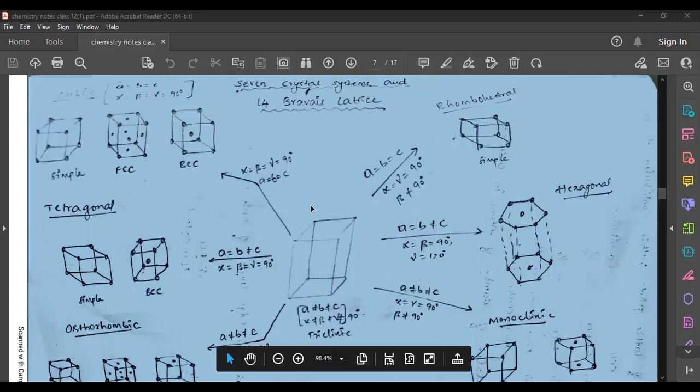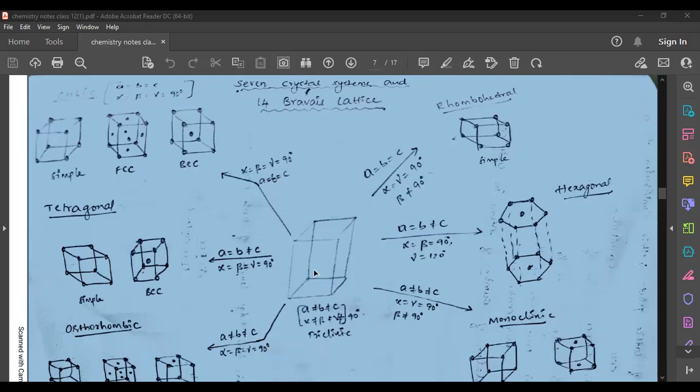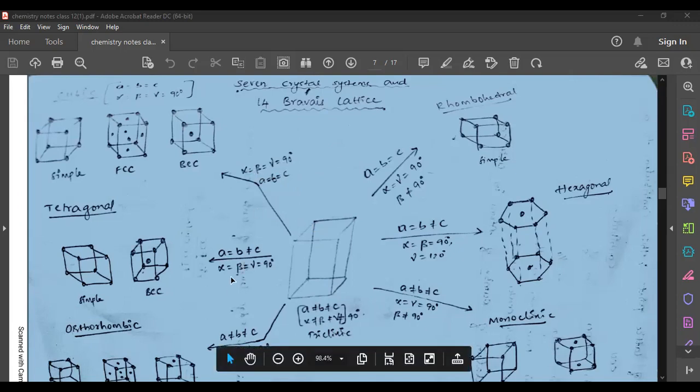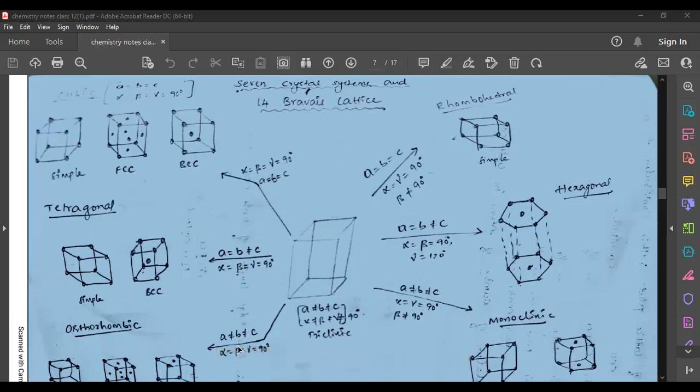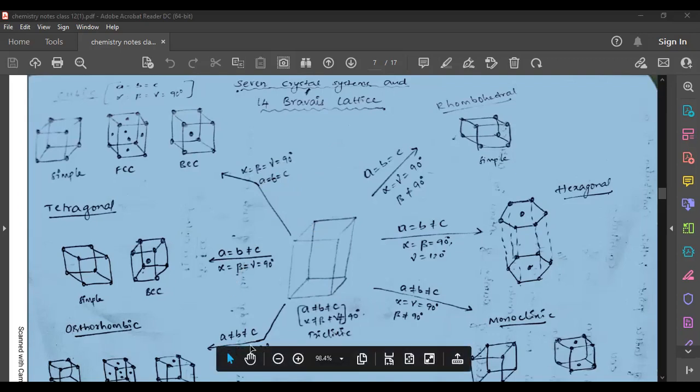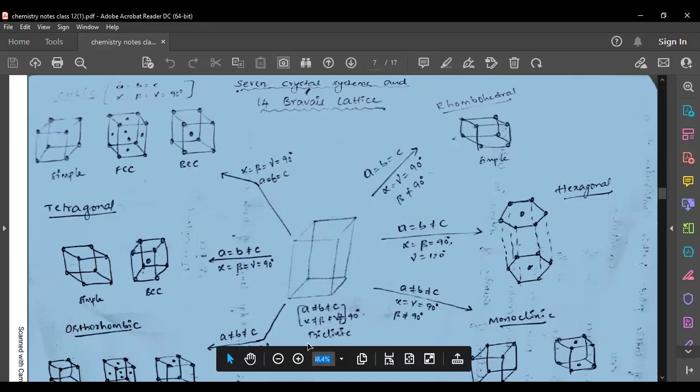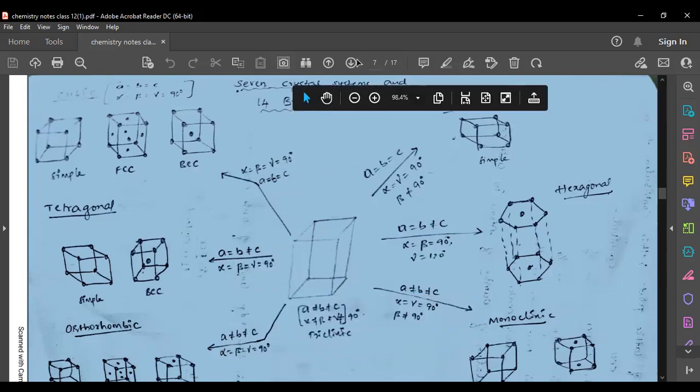Okay. Now next one. If you take the left side, all the angles are the same, like alpha equal to beta equal to gamma equal to 90. The left side of the triclinic completely, you can see here. In the first condition here, and in the second condition, tetragonal also the same, alpha equal to beta equal to gamma equal to 90. And in the orthorhombic also the same, alpha equal to beta equal to gamma equal to 90. So all these are the same in the case of the left side. All the angles will be similar.